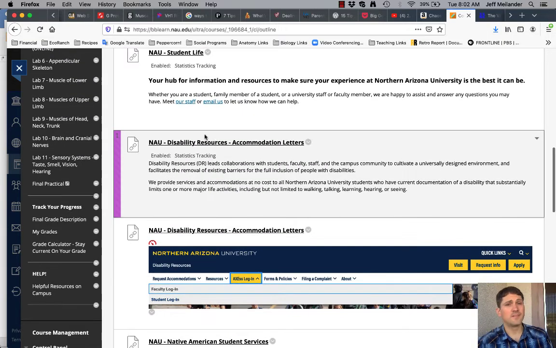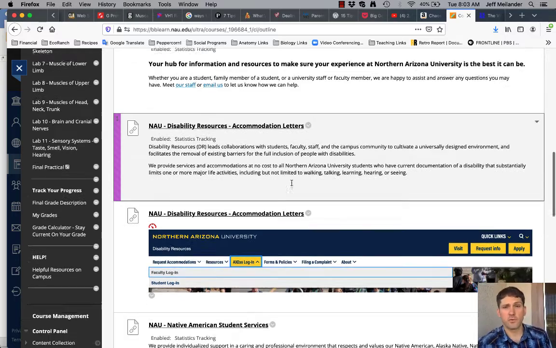Student life, disability resources. So you might be talking with a student who tells you that they had an IEP, or an individualized education plan, in high school and they don't have anything here. You might get an accommodation letter from one of your students, and again, we'll go over this more in orientation and in your lab meetings, but you're going to have to make some accommodations for those students.